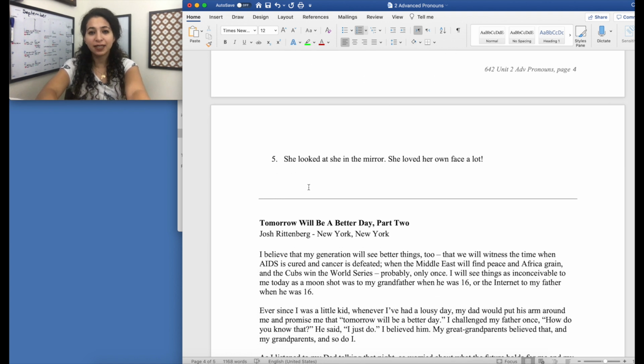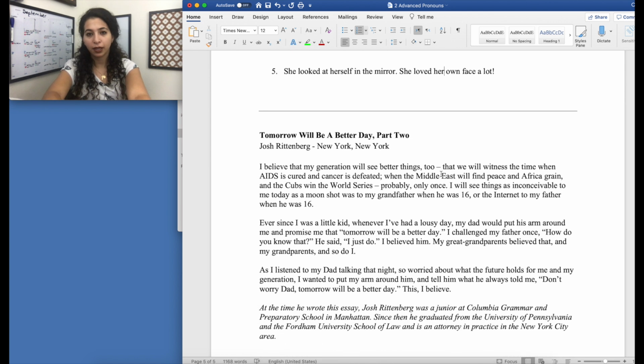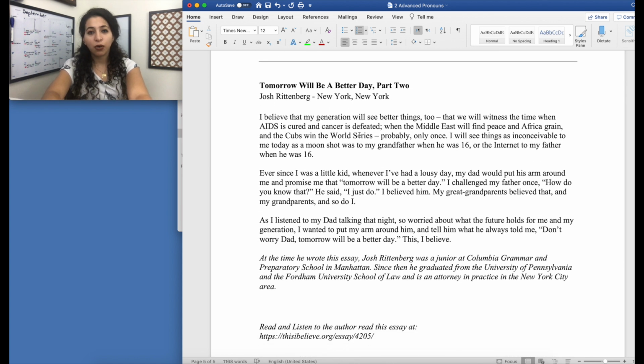She looked at she in the mirror. She loves her own face a lot. She looked at herself. Remember, reflexive, so if it's a mirror, then you're probably looking at yourself. Herself in the mirror. She loves her own face a lot. Okay? So that's it for that.